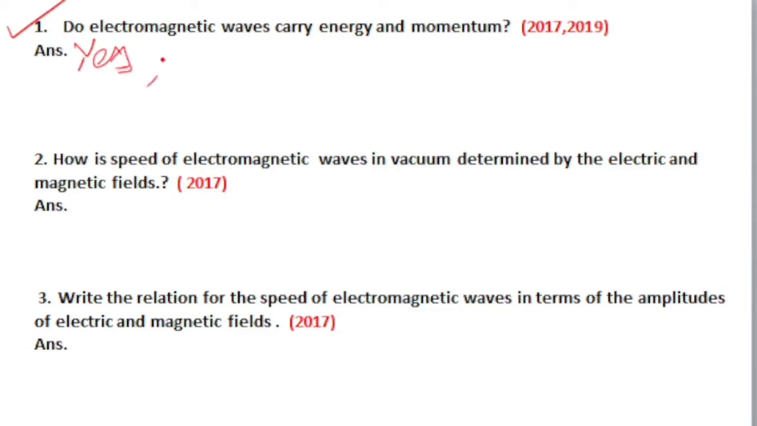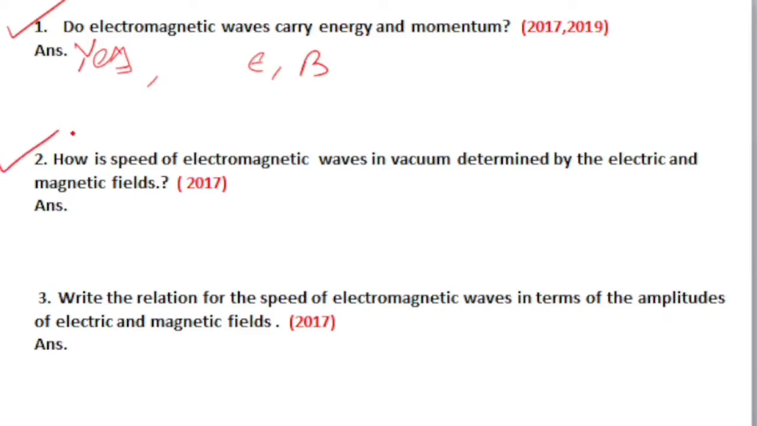Why do electromagnetic waves carry energy and momentum? We already discussed that electromagnetic waves contain both electric field and magnetic field. Hence, there is a non-zero energy density associated with it. And if energy density is there, it must have energy and momentum. Hope it's clear to all of you.